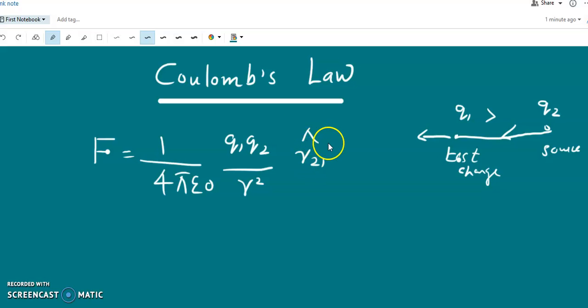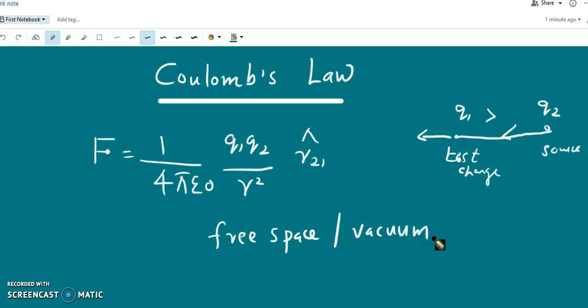We can write R21 cap, if the force is acting on charge 1 due to charge 2. So this equation is true when the charges are placed in free space or vacuum. And we can use this equation for air also. For a medium other than free space, air or vacuum, we cannot use this equation.